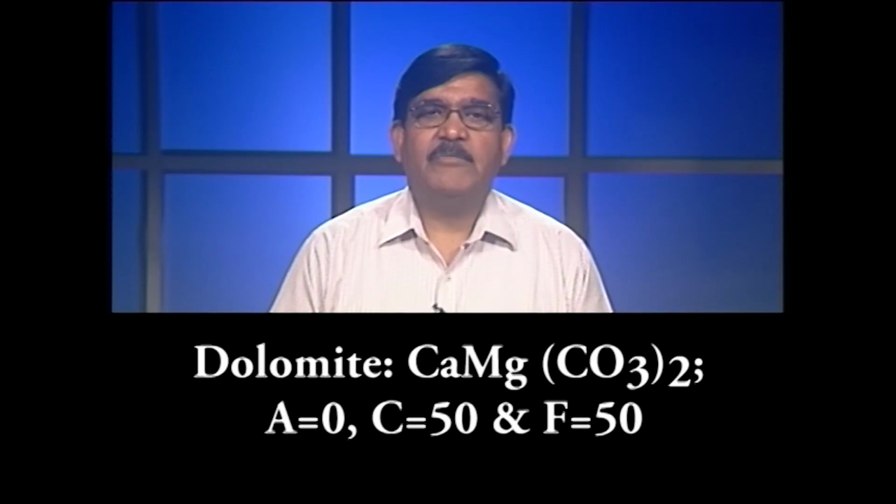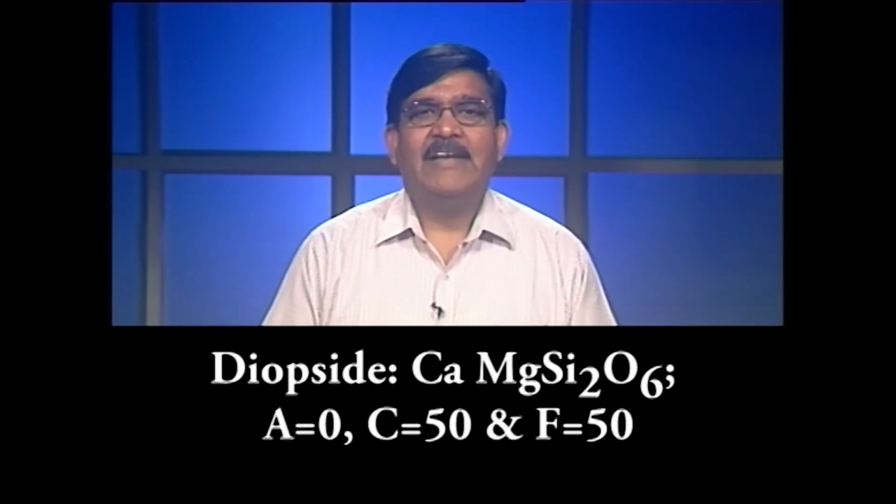Dolomite, CaMg(CO3)2, calcium carbonate twice. Therefore, the value of A equal to 0, C equal to 50%, F equal to 50%. Diopside, the chemical formula is CaMgSi2O6. Therefore, the value of A equal to 0, C equal to 50% and F equal to 50%.